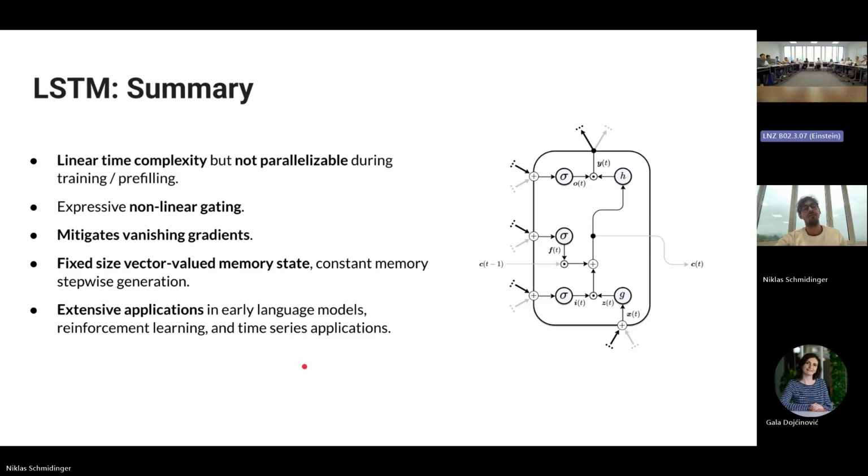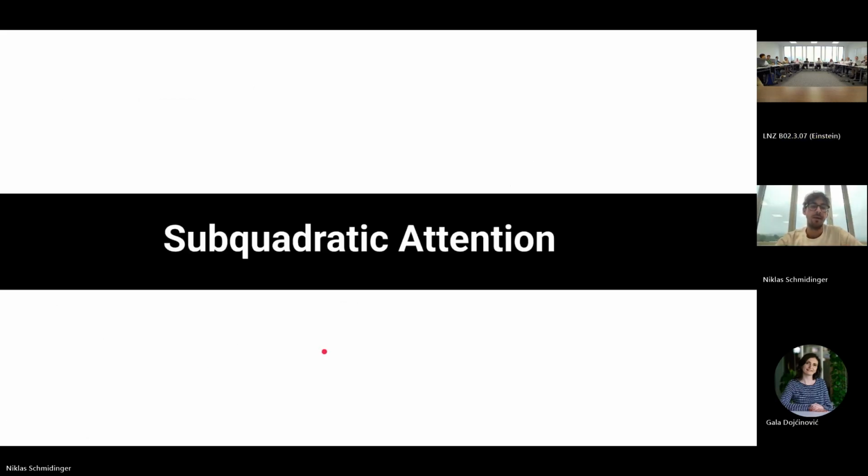Basically, quick summary. We have a linear time complexity, but unfortunately it is not parallelizable during training or pre-filling. Pre-filling is if you have a long PDF or something and you want to encode it before you start generating. Then it has expressive nonlinear gates, like forget gates and input gates. It also mitigates the vanishing gradient problem. And it has a fixed size vector valued memory state, so each memory that flows through here is like a vector. It had extensive applications: early language models, RL, and also time series and stuff like this.